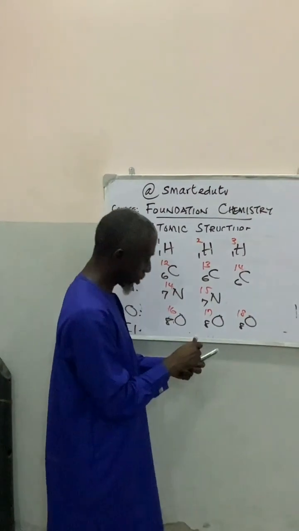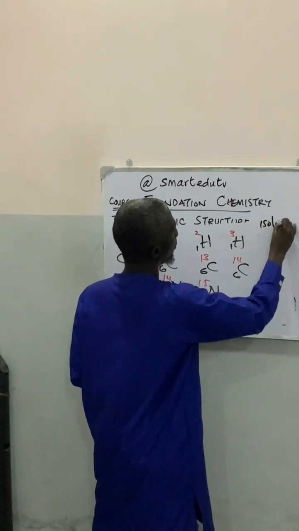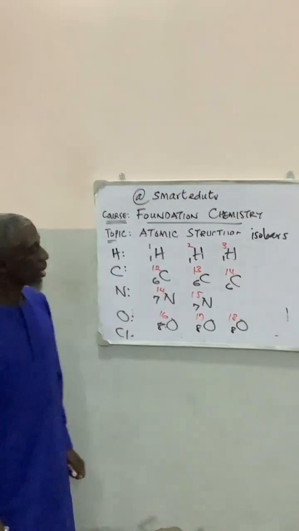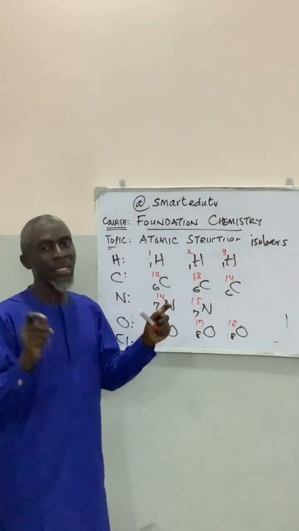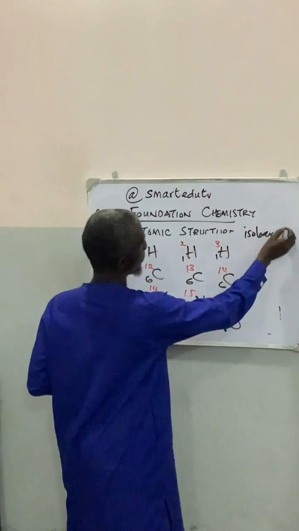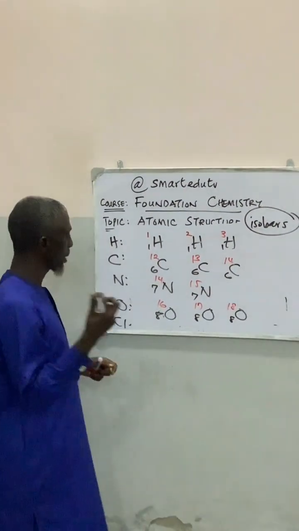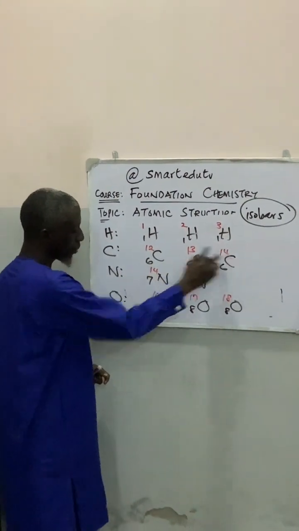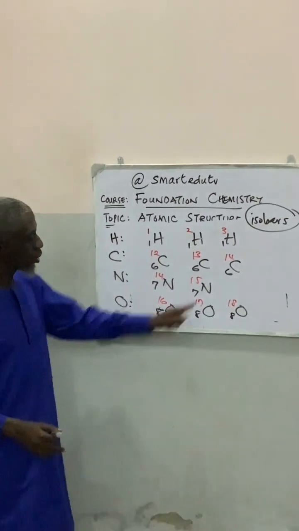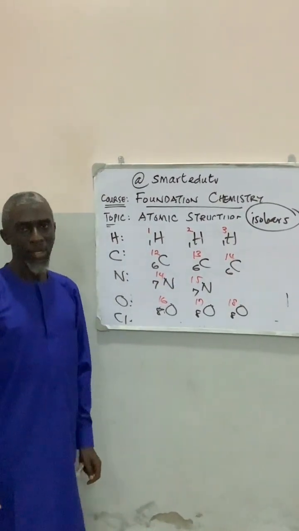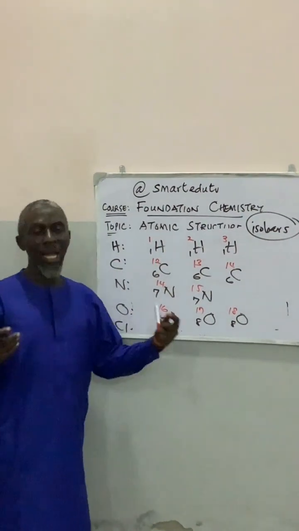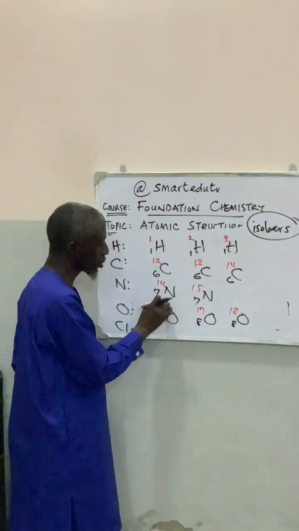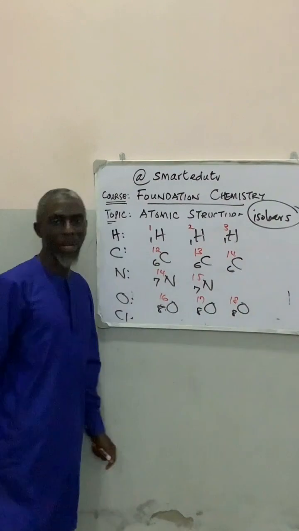Well, the other one is when we are talking about isobars. Isobars means atoms of different elements that have the same mass numbers. So let's look at different elements that have the same mass number. We can quickly see carbon 14 and nitrogen 14. So they are isobars. So atoms of different elements, unlike John Dalton's postulate that says atoms of different elements do not look alike, these atoms have the same mass number.